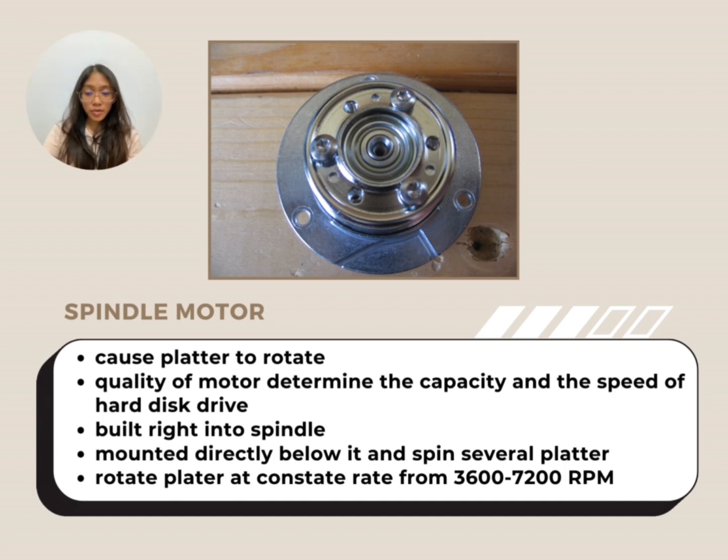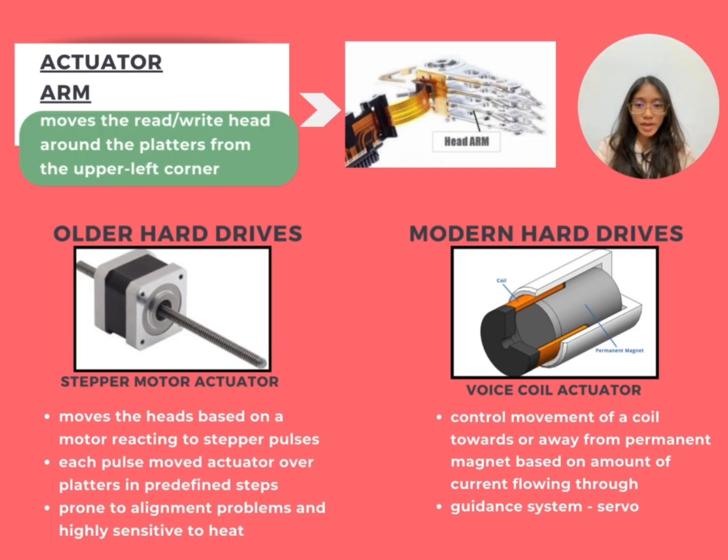The second component of the hard disk is the spindle motor. The spindle motor is what causes the platters to rotate. The quality of the motor determines the capacity and the speed of the hard disk drive. It is built right into the spindle, or mounted directly below it, and spins several platters at a constant rate from 3,600 until 7,200 RPM. So the third component of the hard disk is the actuator arm.